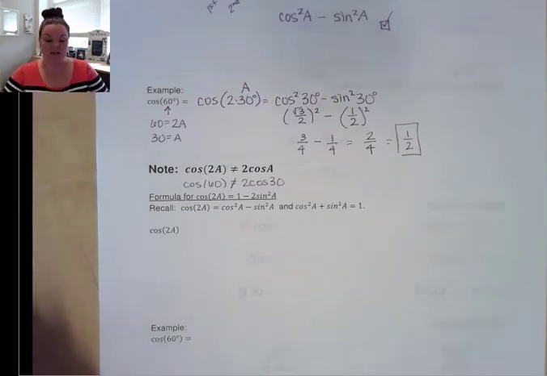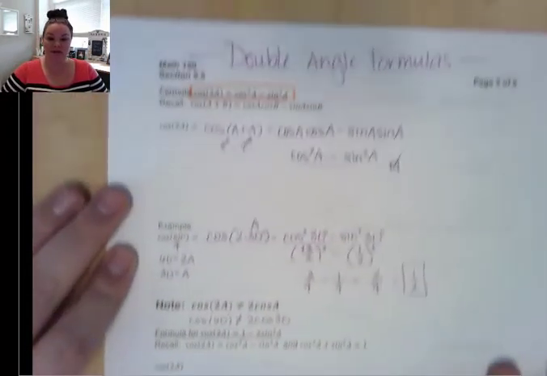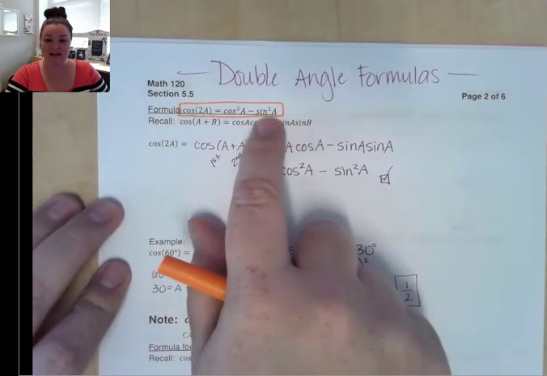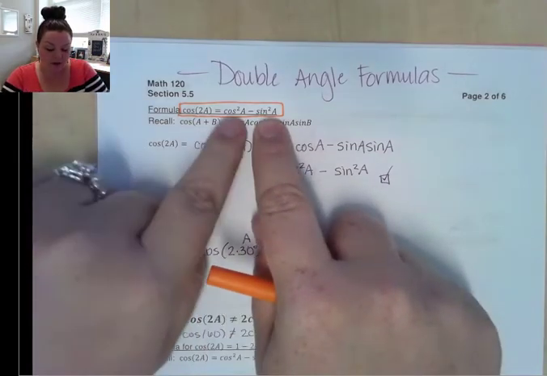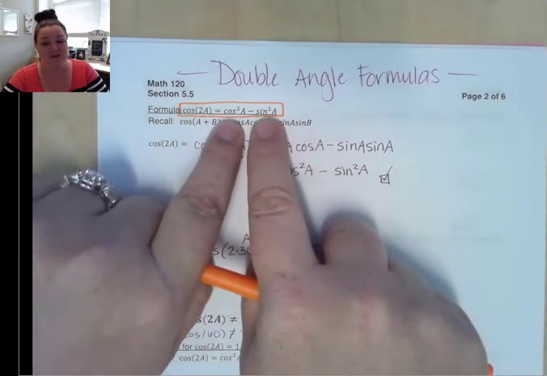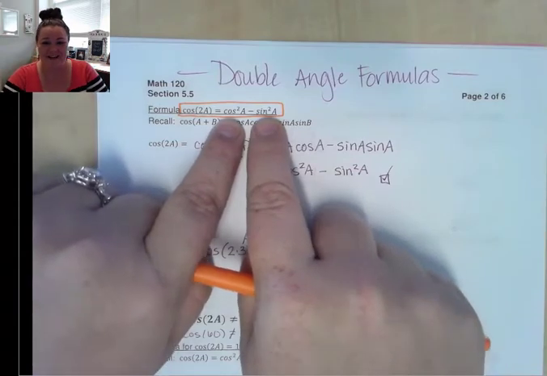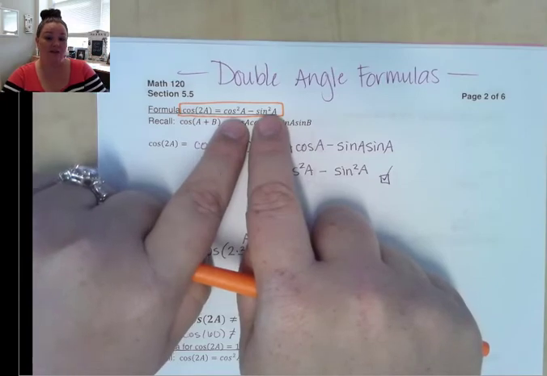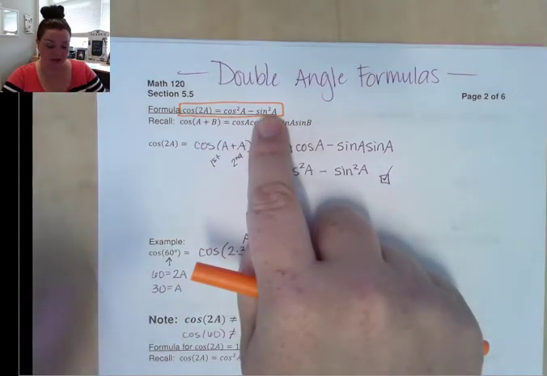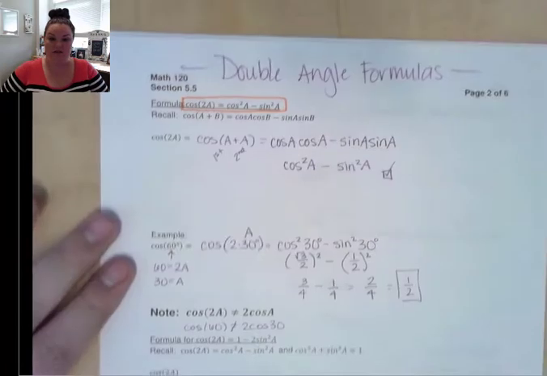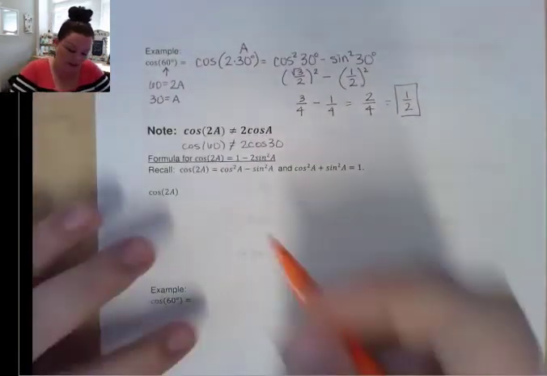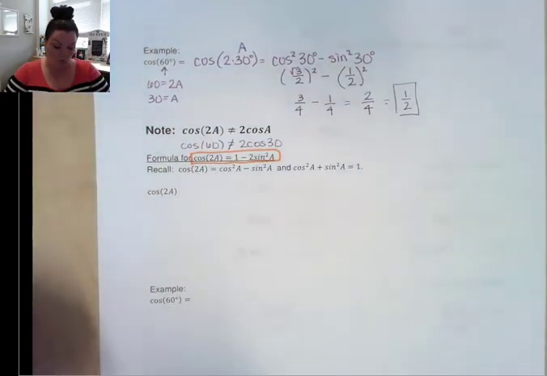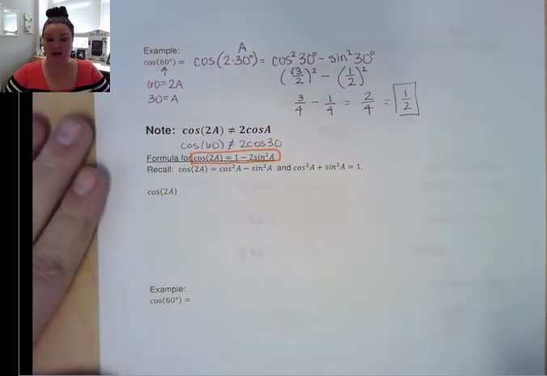Okay? All right, so we now have this formula that cosine of 2a is equal to cosine squared a minus sine squared a. But we have a Pythagorean theorem that would allow us to replace either of these with something else. So we actually can come up with two additional formulas for cosine of 2a. So let me show you those. The first one is cosine of 2a is equal to 1 minus 2 sine squared a.